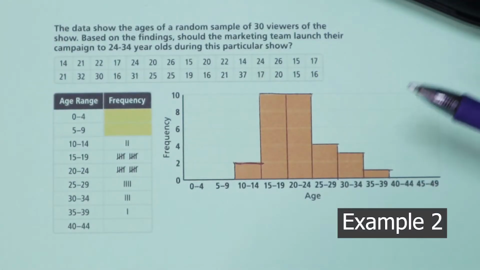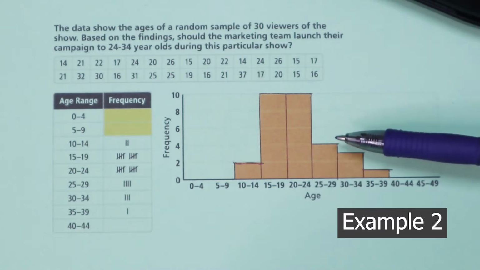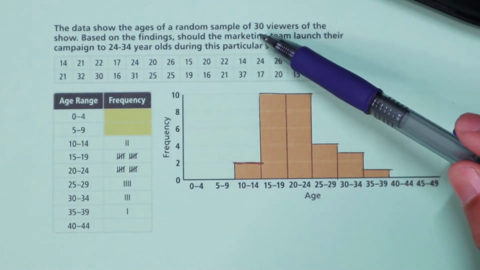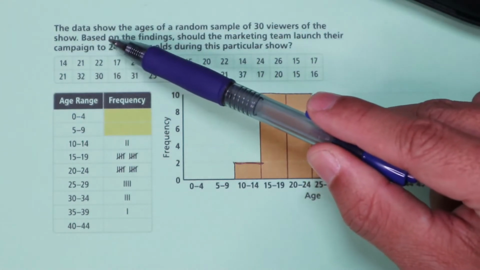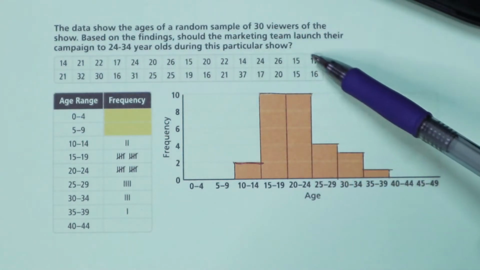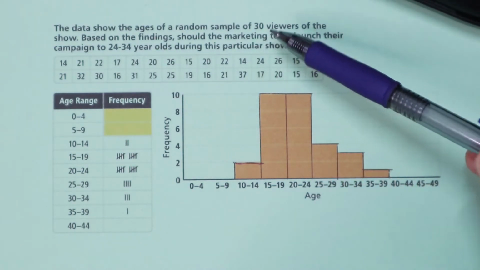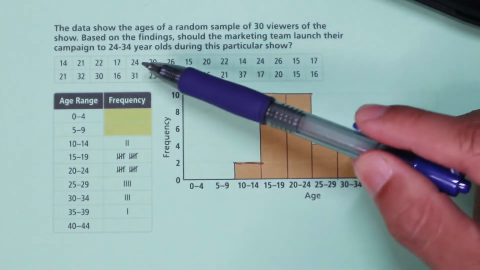In example 2, we have a histogram here. Let's take a look at the problem. It says the data shows the age of a random sample of 30 viewers of the show. Based on the findings, should the marketing team launch the campaign to 24 to 34 years old during this particular show? So there are 30 people and this is their age.